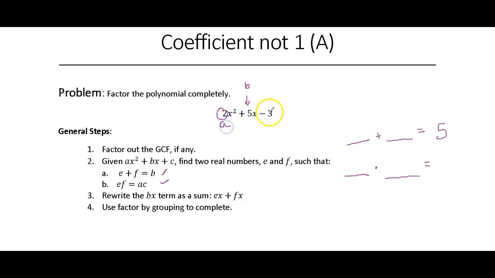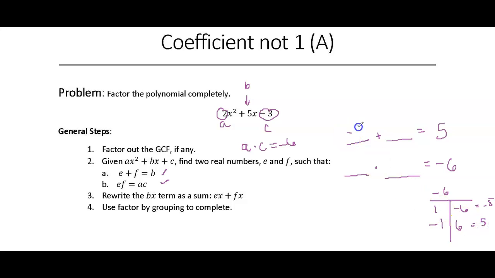Here's a times c. A times c is negative 6. So we're going to look for two values such that if we multiply them together, we get negative 6, and if we add them together, we get 5. So once again, let's start with the product, negative 6. Well, that could be a positive 1 and a negative 6, but if I were to add those together, we would end up with negative 5. Well, negative 1 times positive 6 will get us negative 6, and they will also add to a positive 5.